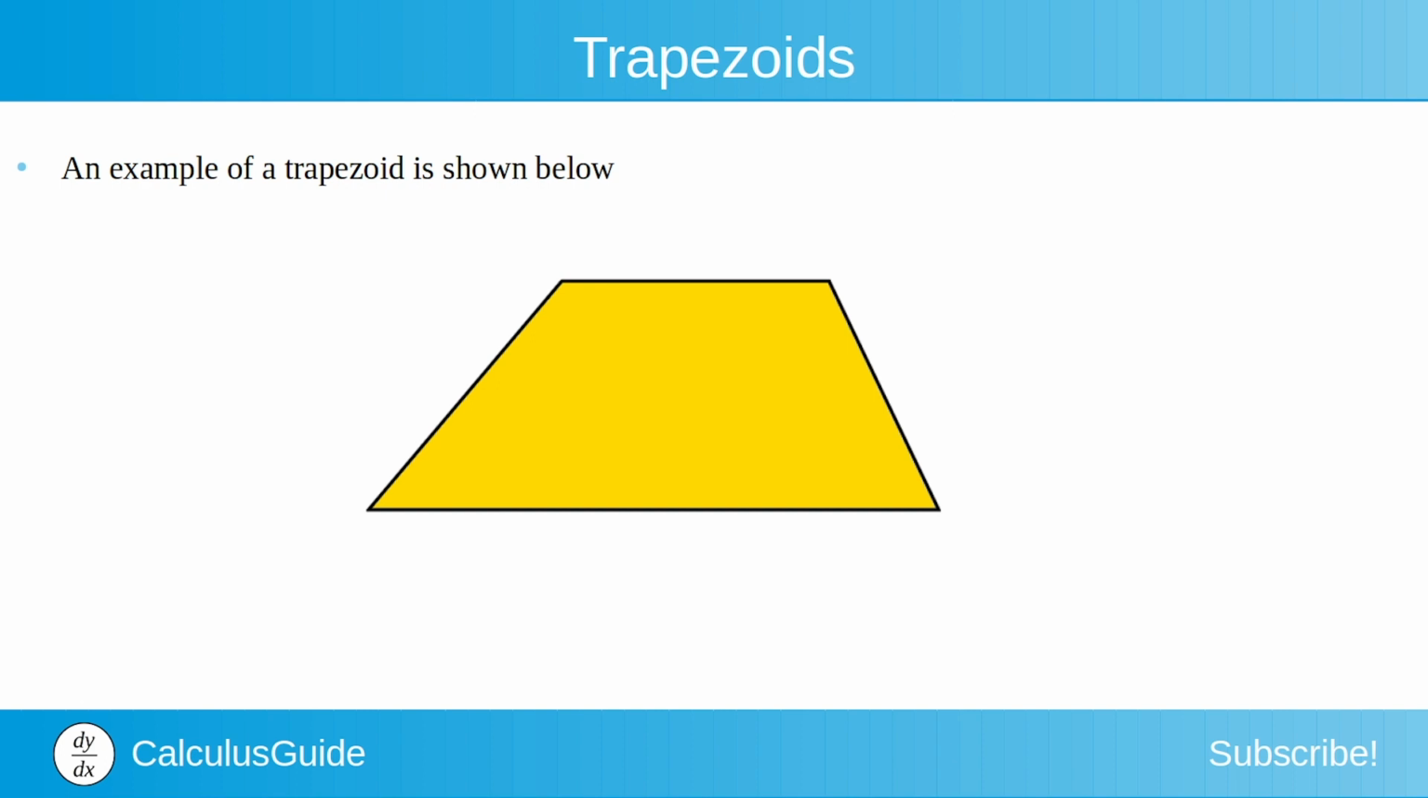An example of a trapezoid is shown below. We can calculate the area of this trapezoid using the following equation. The area is equal to a half multiplied by left bracket C plus D right bracket multiplied by H.